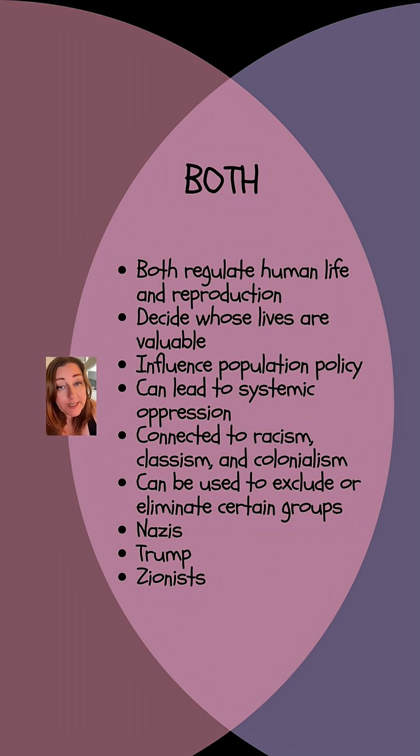Then here in the middle, we have both, and that represents both eugenics and biopolitics. Both regulate human life and reproduction, both decide whose lives are valuable, both influence population policy, both can lead to systemic oppression, both are connected to racism, classism, and colonialism, both can be used to exclude or eliminate certain groups, and some examples are Nazis, Trump, and Zionists.